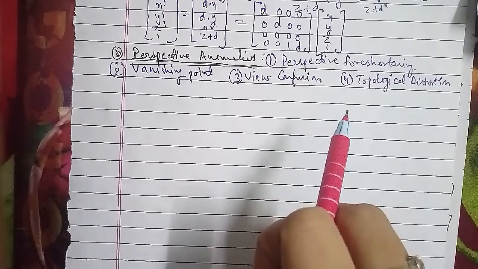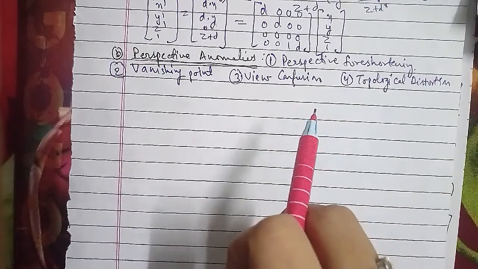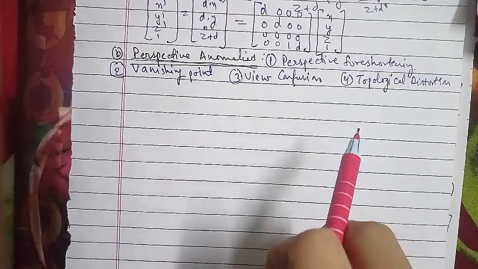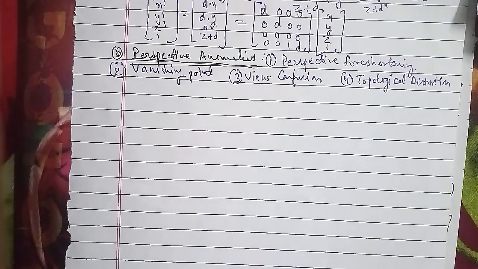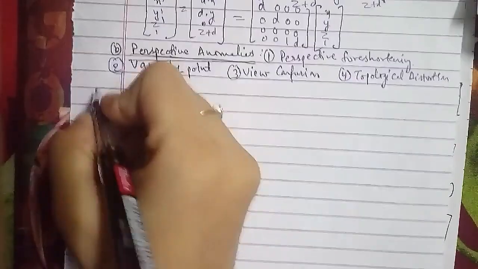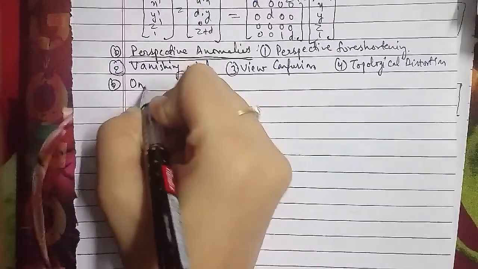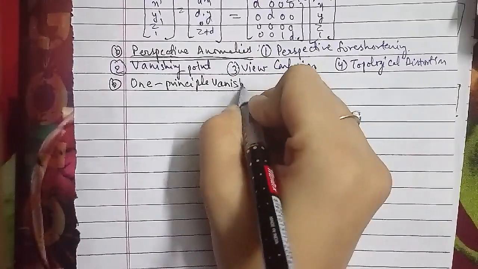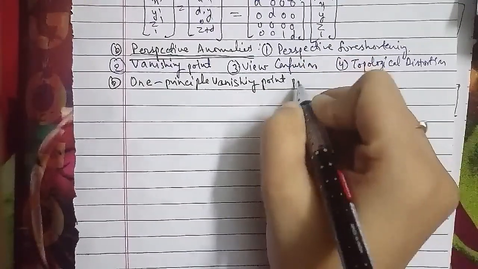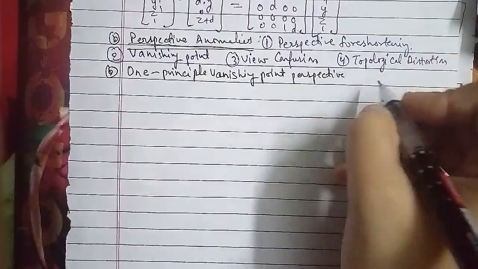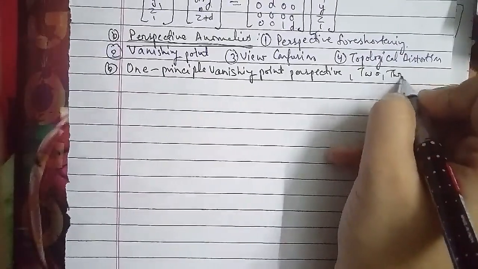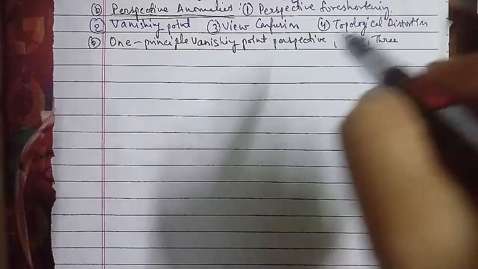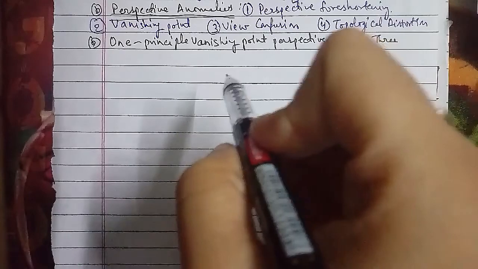Now we'll go ahead with another question that we have to discuss here, and the question is to describe the one principal vanishing point perspective, as well as the two principal vanishing point and three principal vanishing point perspectives. So we have one principal vanishing point perspective, two principal vanishing point perspective, and three principal vanishing point perspective, which we'll discuss here in detail.